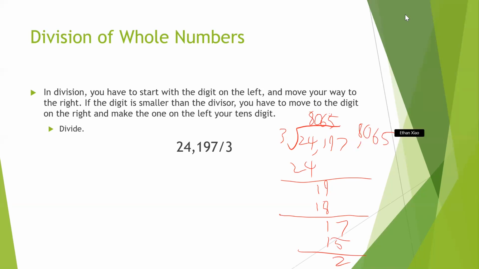So the answer is 8,065, and the remainder is 2. We write that as R2. And we have this little 2 on the bottom here, since we can't divide that by 3. Whatever we do, we can't divide it.